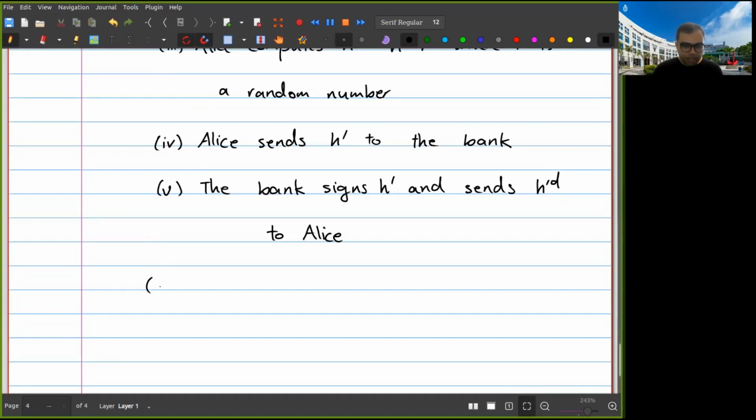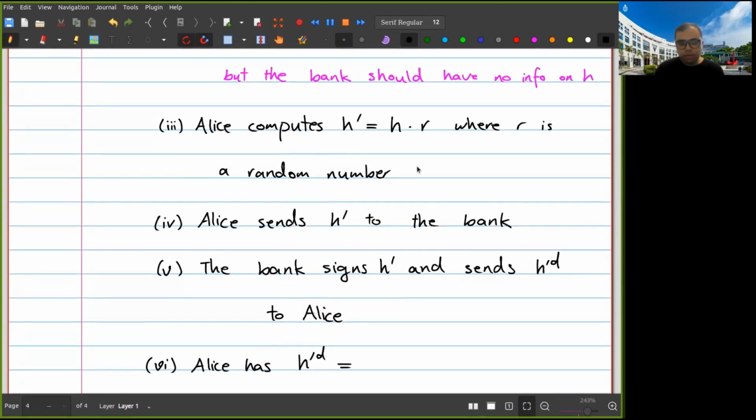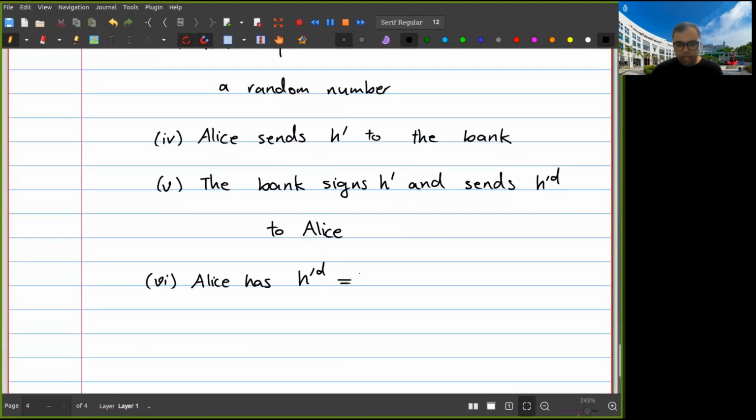So in step 6, Alice has H prime to the power of D. But what is H prime to the power of D? H prime to the power of D is just H to the power of D times R to the power of D.